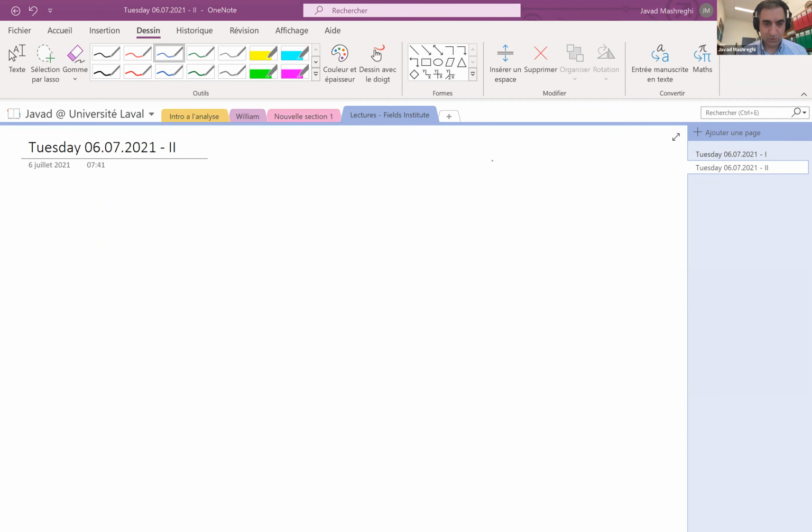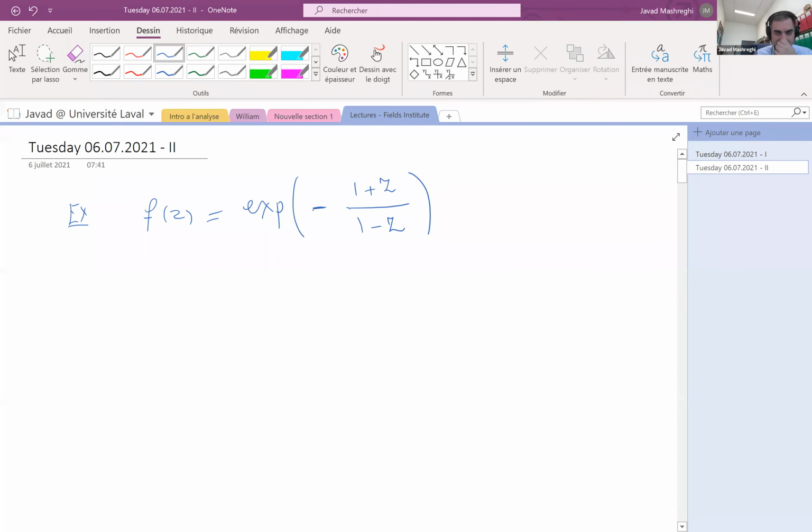Examples to show the difference between tangential and non-tangential. We start with the example that Sheldon mentioned. f of z equals exponential, and please allow me to write it this way: minus (1 plus z) over (1 minus z), and put the minus there. Sheldon wrote z plus 1 over z minus 1, which is perfectly fine, but please allow me to write it that way.